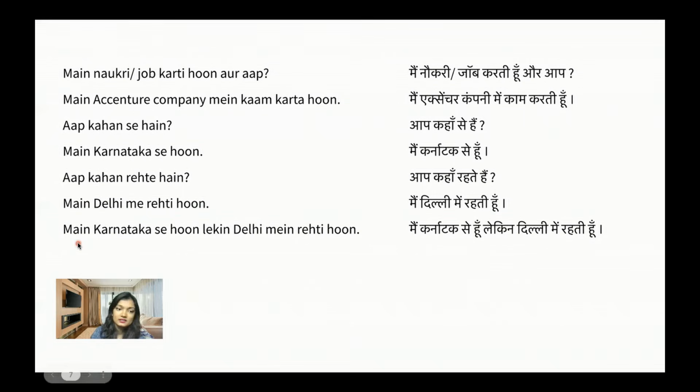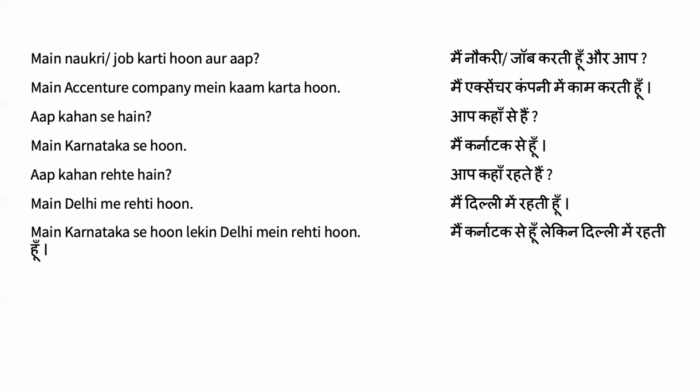And you may say, मैं कर्नाटका से हूँ लेकिन, which means but, दिल्ली में रहती हूँ. So if your place of residence differs from your native town, then you can say, मैं कर्नाटका से हूँ. That means the native town here. लेकिन दिल्ली में रहती हूँ. Your current place of residence here. So these were the last set of sentences.